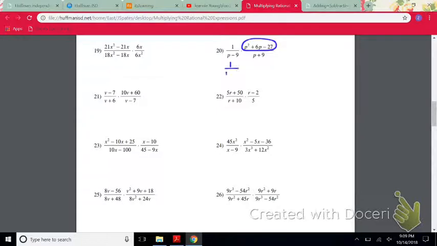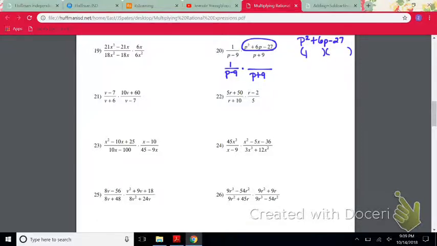So we're going to keep our 1 over p minus 9 times, and we're going to keep that p plus 9 on bottom, but I'm going to have to take that p squared plus 6p minus 27 over here and do some work to it. So remember, greatest common factor, it doesn't have one. Count the number of terms, 3. Simple or alien? Well, it starts with a p squared, so it's going to be simple.